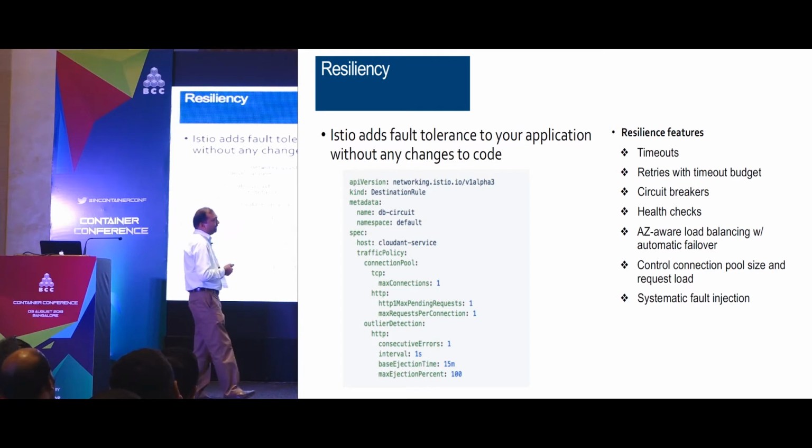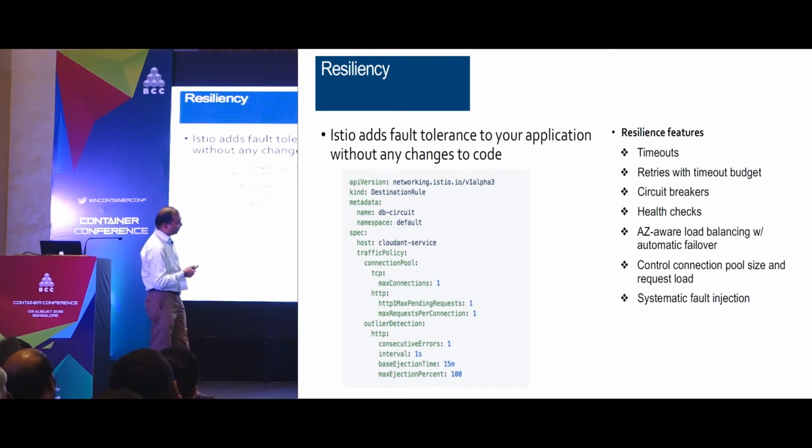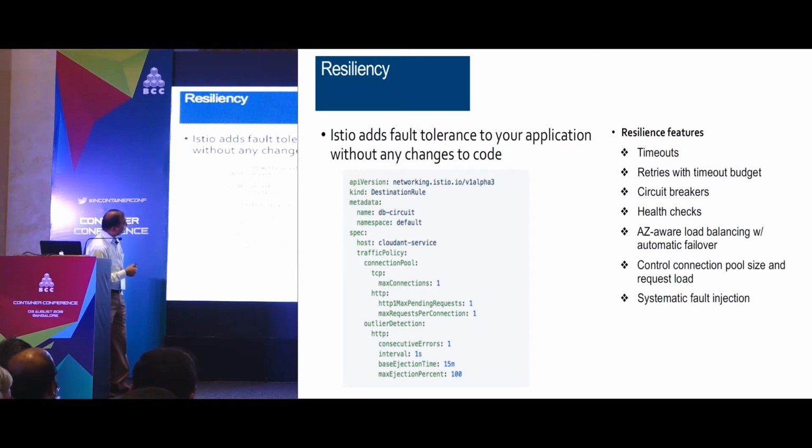In the case of resiliency, it helps make sure that your applications respond to the user requests. There is fault injection. You can even control the connection pool size, right? So if you see on the left side, this is an example of a connection to a DB.